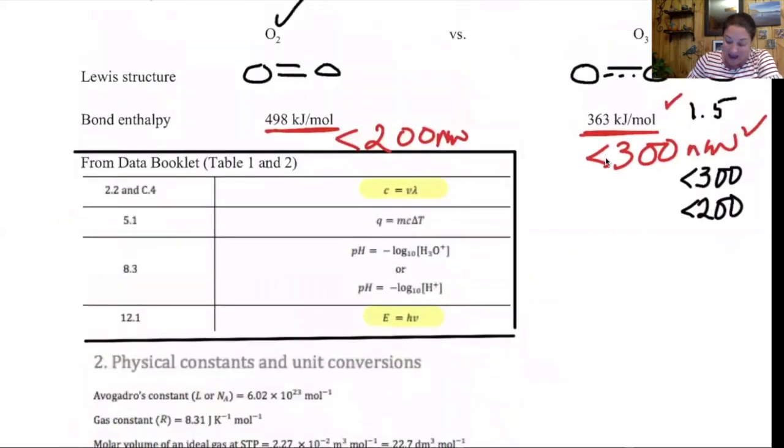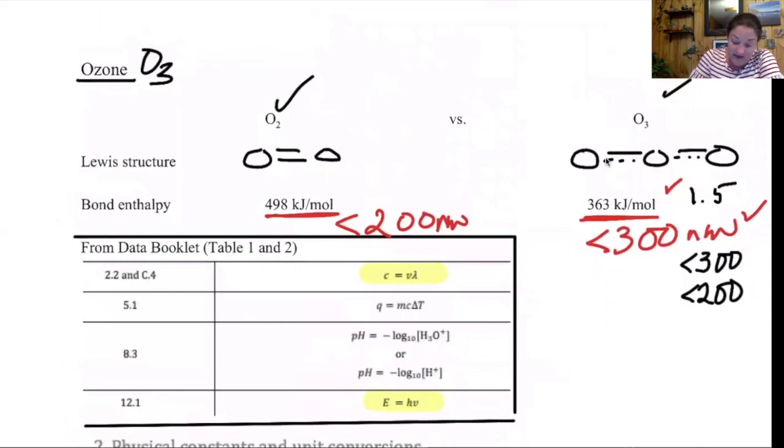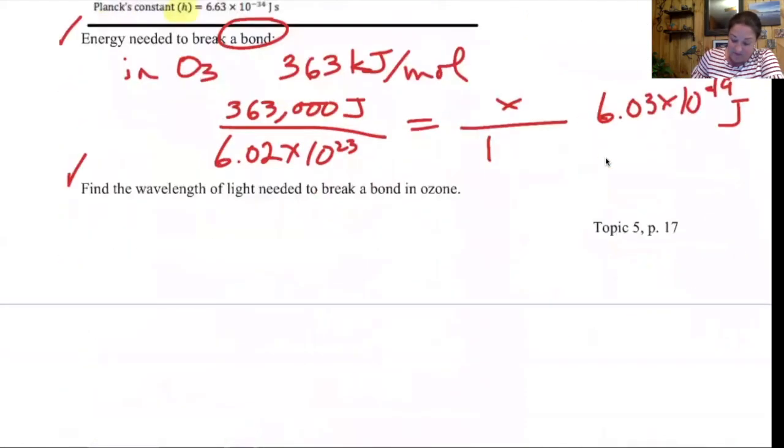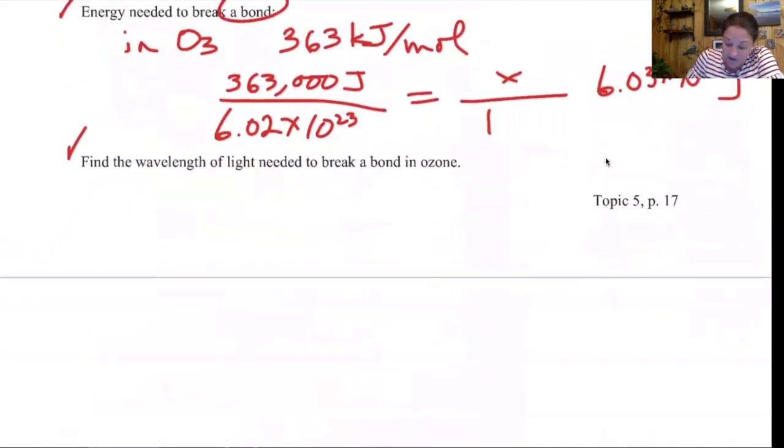The way that happens is a single particle of light, a photon of light, comes in and hits this bond and is absorbed by it and has the right energy to break it. Obviously, that photon of light is coming from the sun. Okay, so this is to break one bond. I want to now find the wavelength of light needed to break that bond.